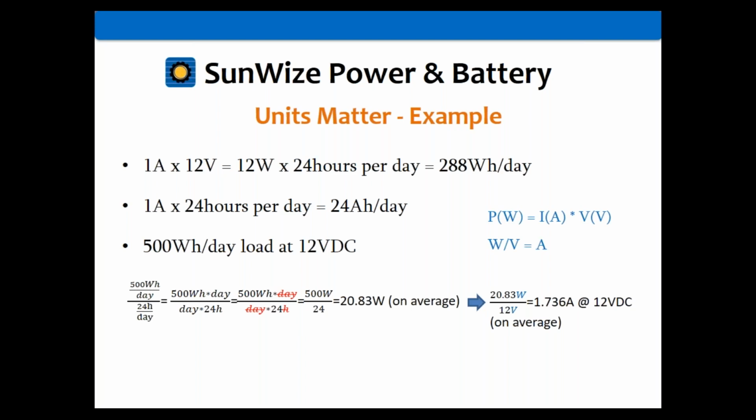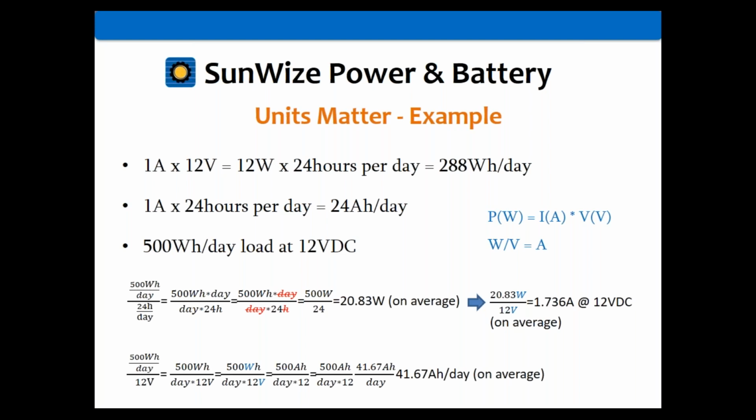So now, going back to some of those formulas, remembering that power equals current times voltage, or watts equals amps times volts, or watts divided by volts equals amps. We can then also figure out the amp hours per day from that. So if we take those same 500 watt hours per day divided by 12 volts, and again, your units can divide out of there. If you go all the way through with your units canceling out, you end up with a load of 41.67 amp hours per day on average. And that's probably what you would use for sizing your system.